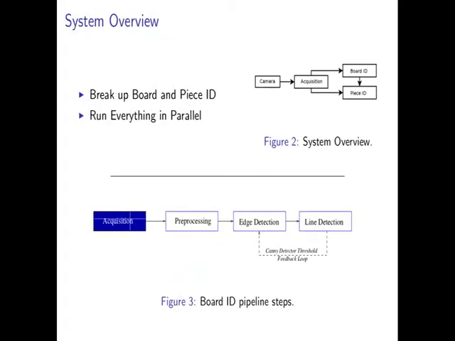So the big idea here is to pretty much run everything in parallel. I have the camera, obviously. The camera is generating frames for the acquisition system. The acquisition system is then sending those frames to the board identification and the piece identification subsystems. The board identification, shown over here, consists of pre-processing, edge detection, and then line detection. And then there's a feedback loop from the line detector into the edge detector to make sure that we're detecting edges of the right precision, or rather thresholding. All of these pieces run in parallel along with the piece ID system.